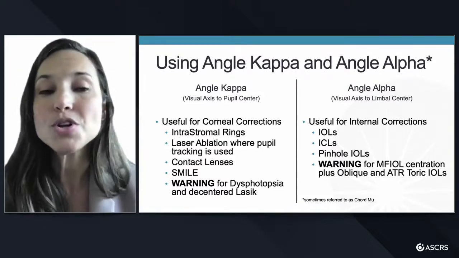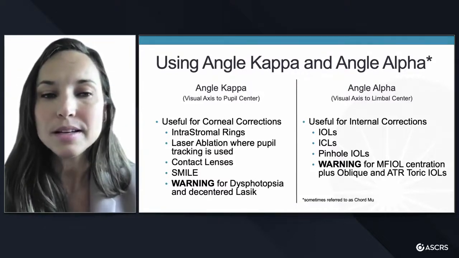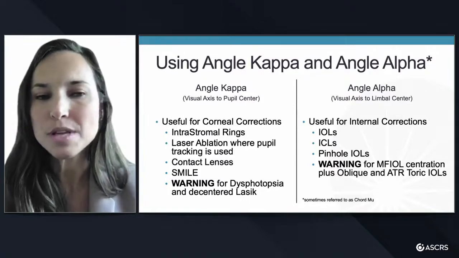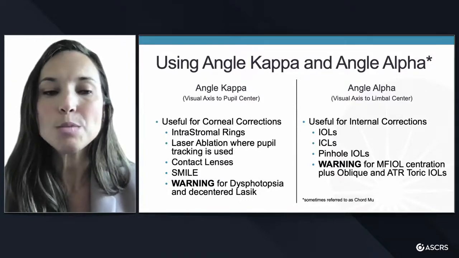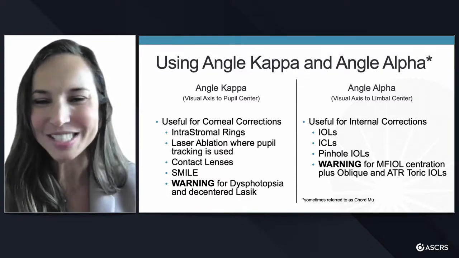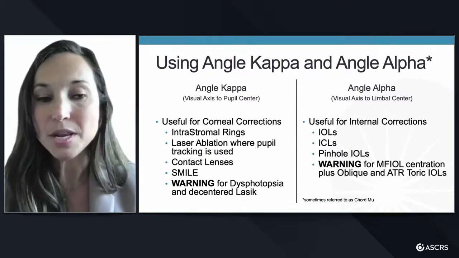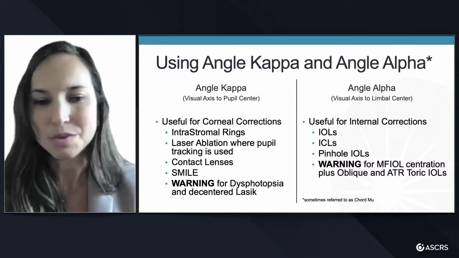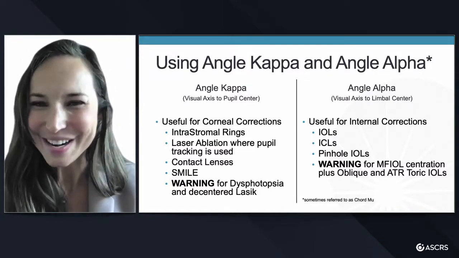When is it important to know this distance, from the visual axis to the pupil center, or angle kappa? This is helpful for intrastromal rings, for refractive ablations, contacts, SMILE, because we know, for example, patients can present with dysphotopsias after a decentered ablation.